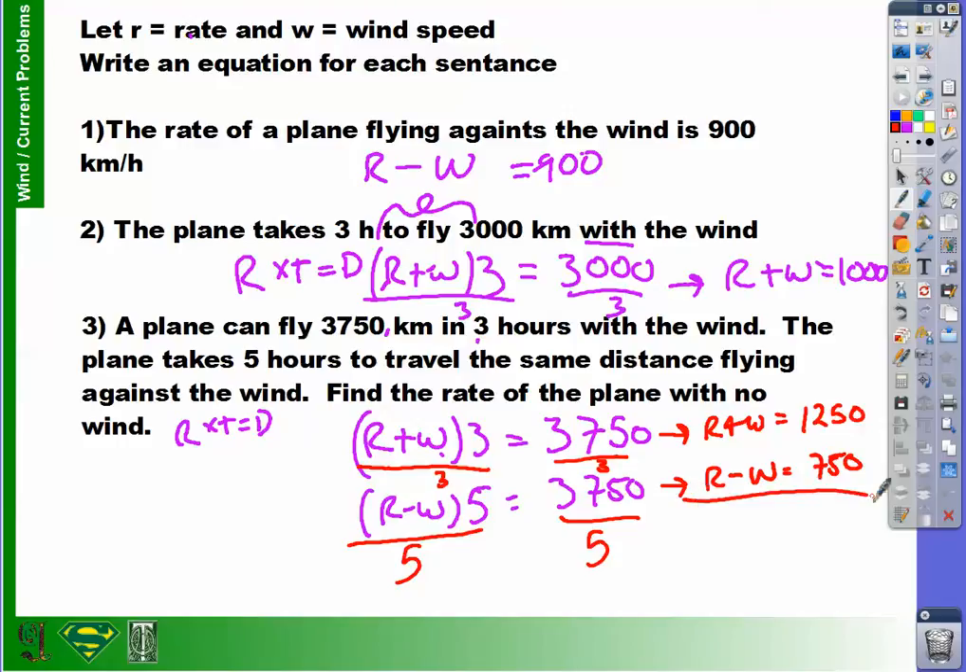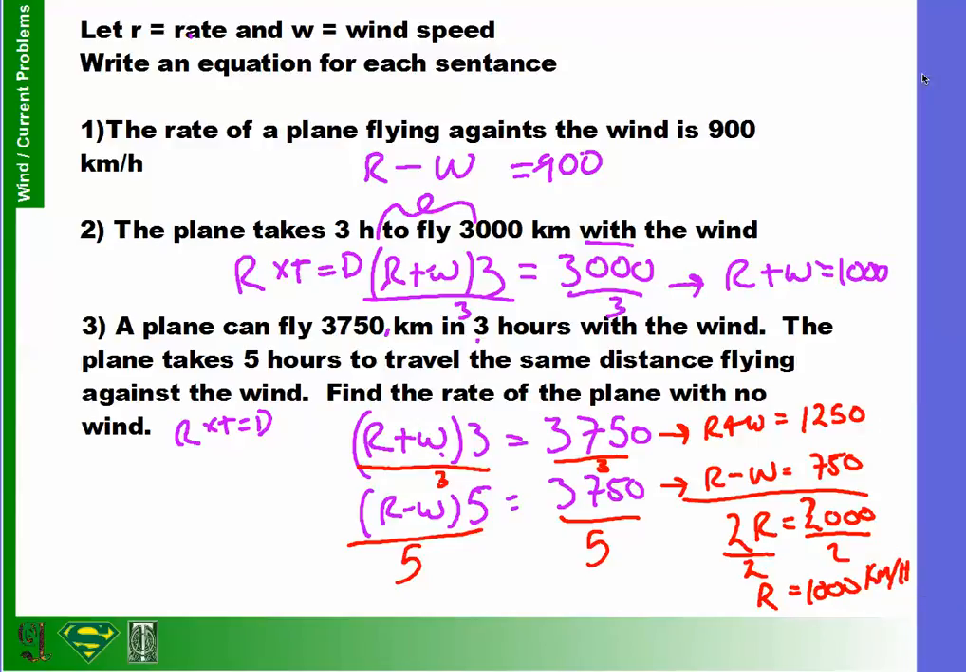And now I have a system of equations. And not only do I have a system of equations, I have the added bonus of already having opposites. So w minus w is 0, right? So r plus r is 2r. W minus w cancels out. 1,250 plus 750 is going to be 2,000. Let's divide by 2, divide by 2. So the rate of the plane under perfect conditions, or still conditions, is going to be 1,000 kilometers per hour.